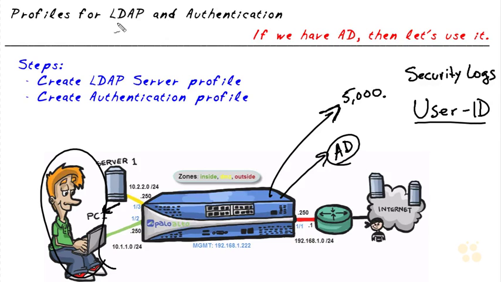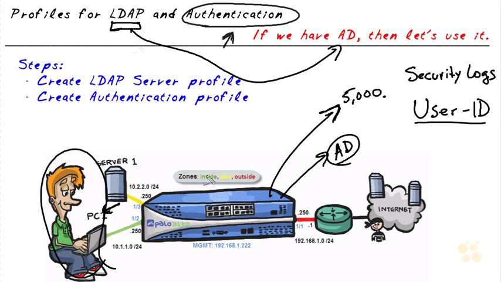So one of the first steps into using User-ID and getting access to Active Directory is to create a profile for LDAP. LDAP is an acronym for Lightweight Directory Access Protocol. And Windows servers support LDAP access. So we're going to tie into Active Directory via LDAP. We can also create an authentication profile that will leverage the LDAP database, the Active Directory that we already have in place.